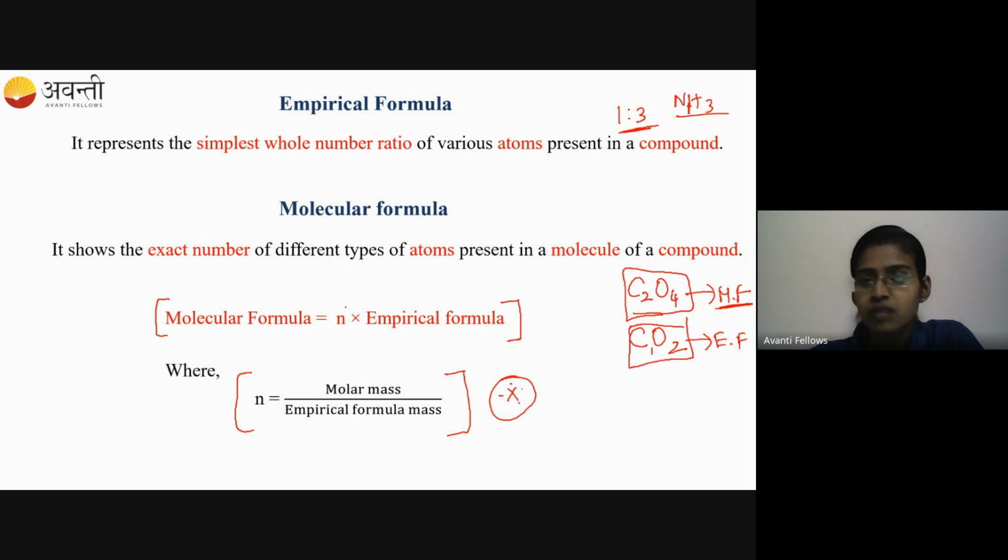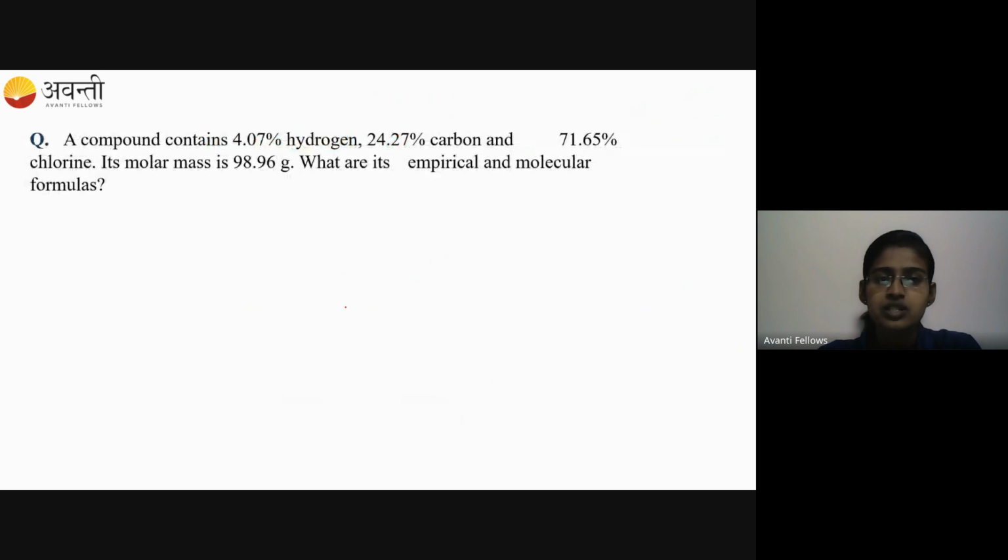Is this empirical and molecular formula clear to all? Shall we move on to the question? So here is the question to you. A compound contains 4.07% of hydrogen and some percentage of carbon and some percentage of chlorine. The molar mass of this substance is 98.96. What are its empirical and molecular formula?